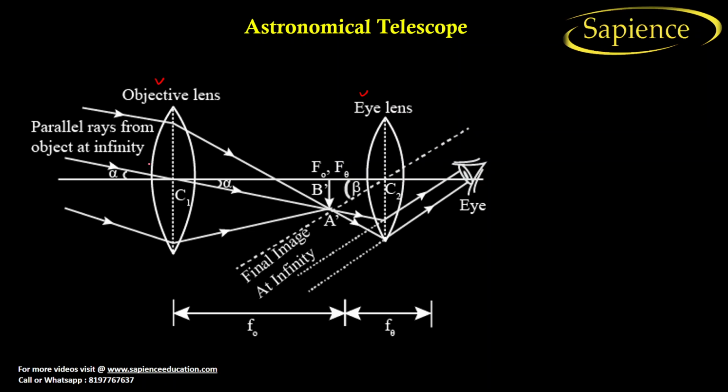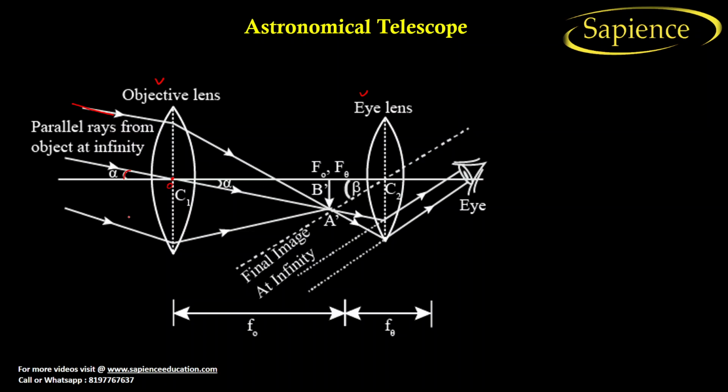Got it? Because the use of the astronomical telescope is to see an object which is at a very far away distance. So let us consider the object's rays are coming at an angle alpha. So what is the object's angle? Definitely alpha with the optical center, right?